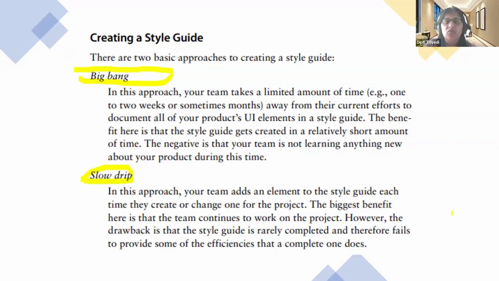So, as it says, the team takes a limited amount of time in Big Bang. The benefit is that a style guide is created in a relatively short amount of time. At one go, you are pipelining anything and everything that will be needed as a style for the product. That is Big Bang. And it's faster, of course, because for the whole product life journey, you are making things available.